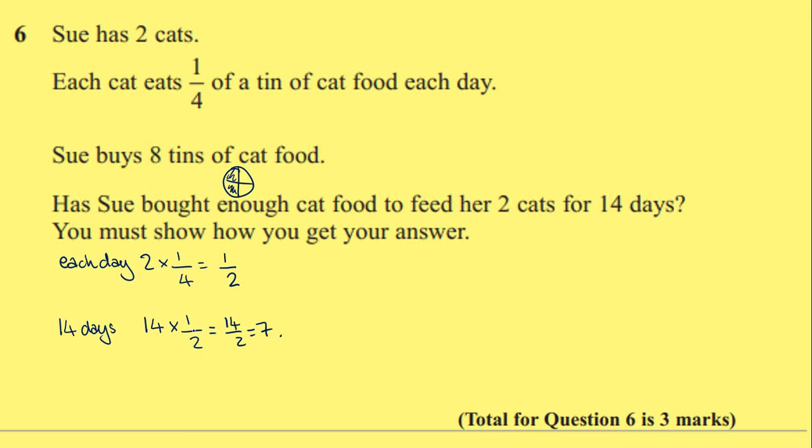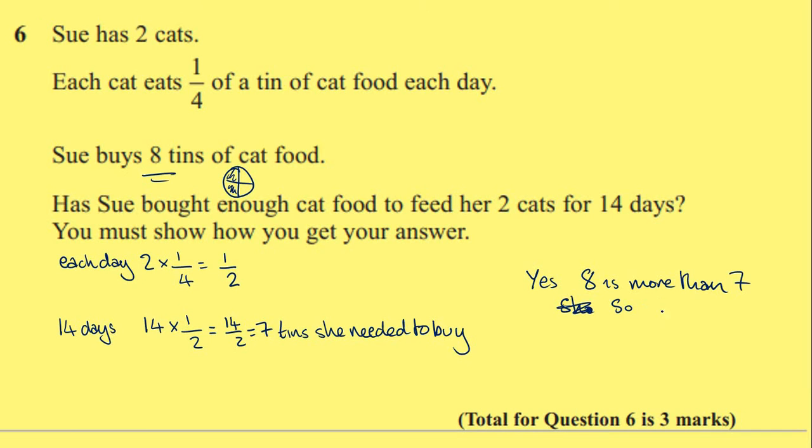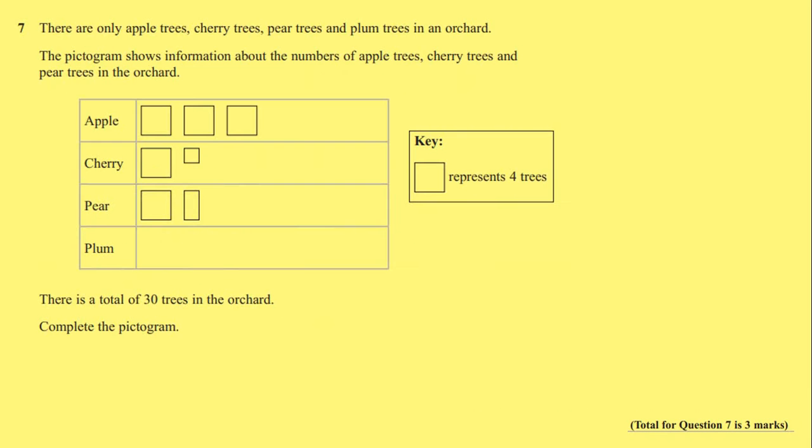14 times a half, you could think of it as being half of 14. If you wanted to, that's absolutely fine, and you'll get 7. So this is how many tins she needed to buy. She bought 8. Does she have enough? Yes. 8 is more than 7. So she has enough. Easy peasy. Okay, moving on.